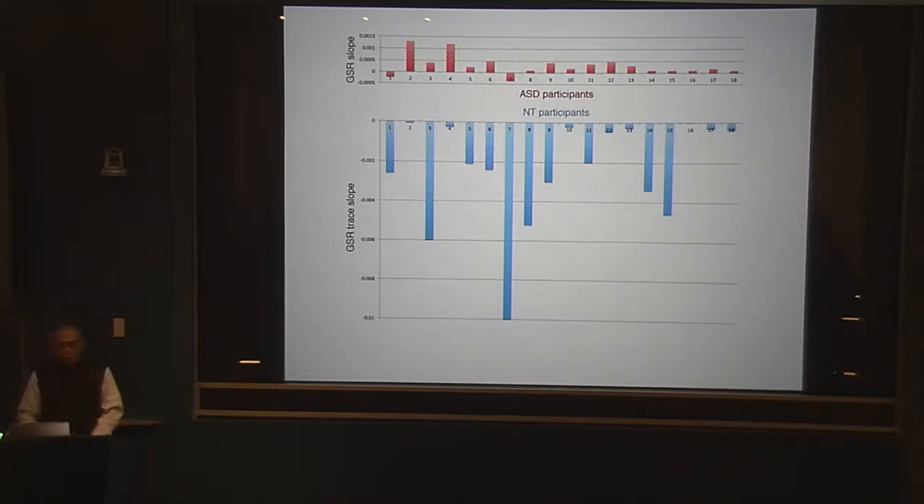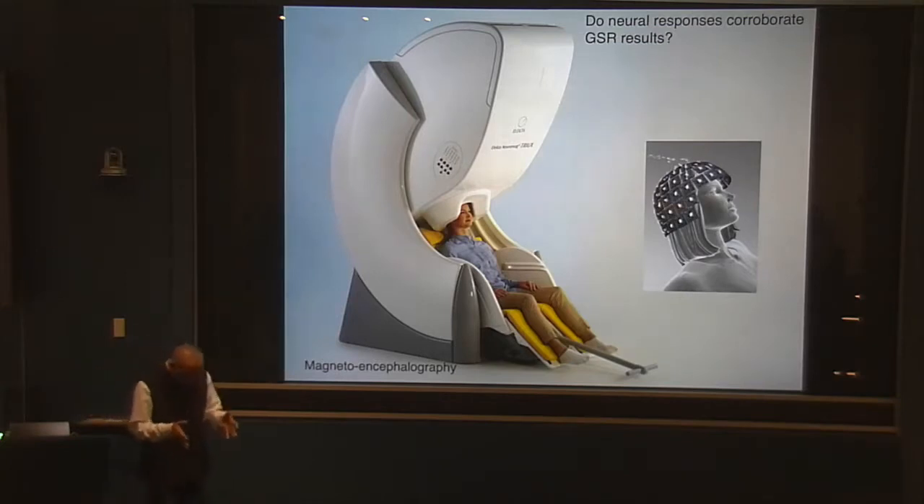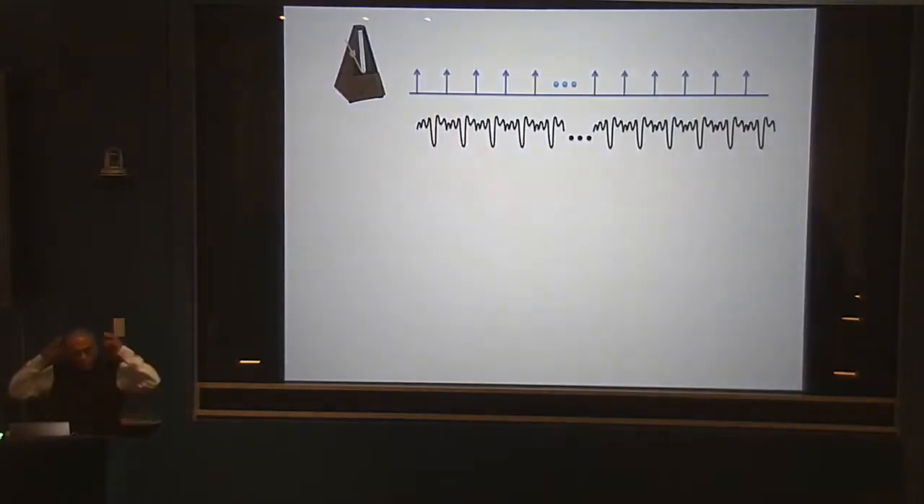So we decided to move to direct analysis of neural data using magnetoencephalography. The task of the subject is essentially the same. Just sit back and listen to these auditory clicks. And we're recording the neural data across the entire scalp and then looking at responses recorded over the auditory cortex.